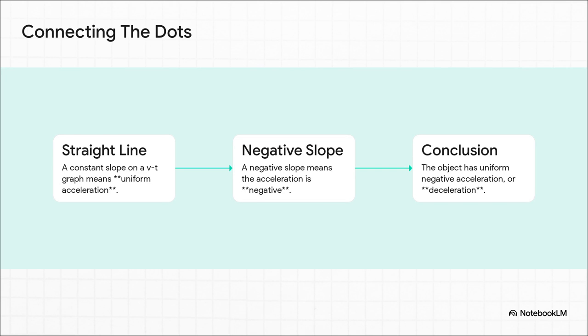And now, we just connect the dots. A straight line means a constant, unchanging slope. And on a VT graph, what does slope represent? Acceleration. So a straight line means we have constant acceleration. And since the slope is negative, that means the acceleration is negative. So what's our conclusion? The object is slowing down at a perfectly steady rate. See, you just read the story right off the graph.